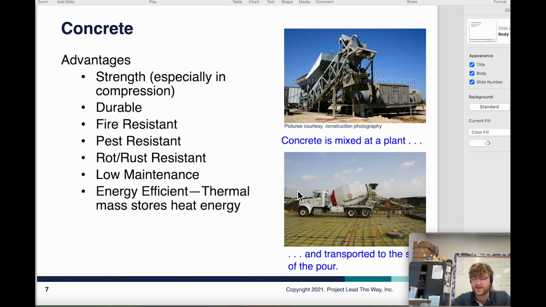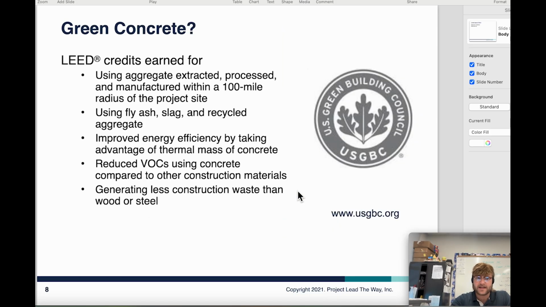Do keep in mind, concrete has very great strength in compression. Tension, however, remember that is where it is pretty poor. That's why we use reinforcement bar to increase the tensile strength. The other advantage is it's very durable, right? It's also very fire resistant, also pest resistant, rot and rust resistant, and low maintenance. It's also very energy efficient because the thermal mass that concrete has is able to store heat energy. So there are many, many advantages of concrete.